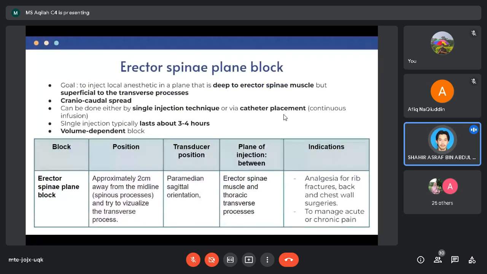So erector spinae block is both somatic and visceral. But because of the surgery that it covers, it doesn't allow it to be done as a sole analgesia. So you can see the trend is that most of the trunk blocks are not used as a sole analgesia. It is always an adjunct. But you need to know what it covers, somatic only or visceral only. And for erector spinae, depending on the site of injection, you can do thoracic, you can do lumbar. Okay, so next.